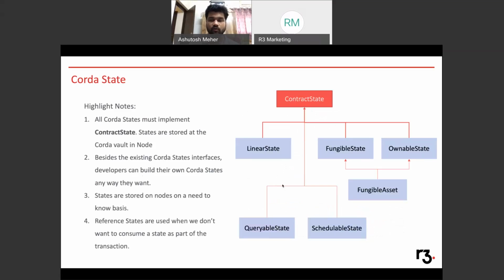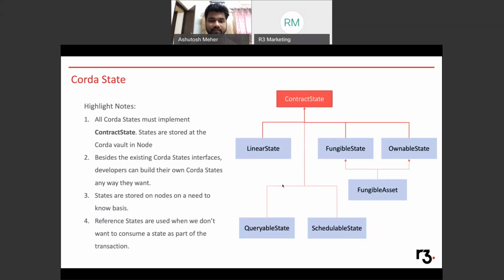All right, so moving on to Corda State. We have already talked about it a bit, but just to dig a little deeper into it. Every state that you write must implement an interface called the contract state interface, which is shown in red there. That's the base interface for all your states. There could be different kinds of states. The APIs provide different kinds of states like linear state, fungible state, ownable state, and a few more like variable state and schedulable state. You could choose any of these to implement your own state.